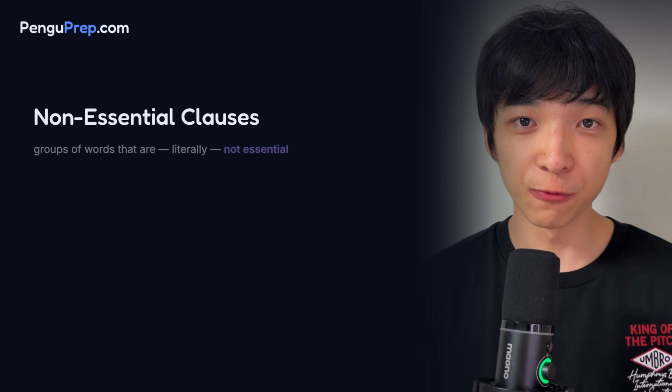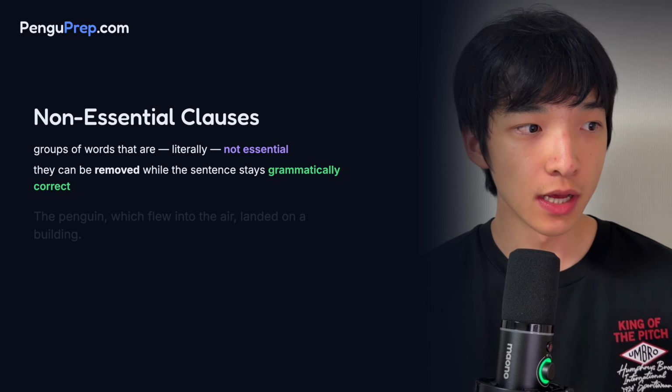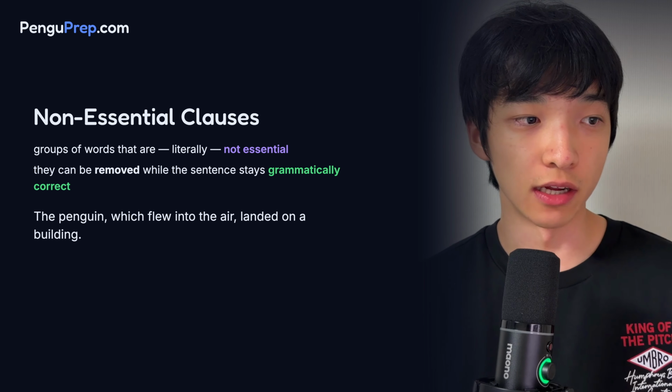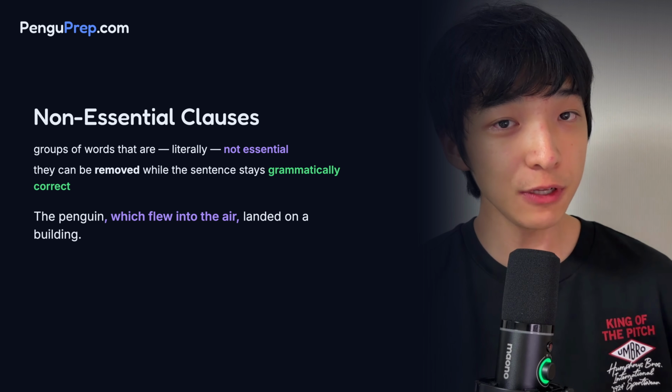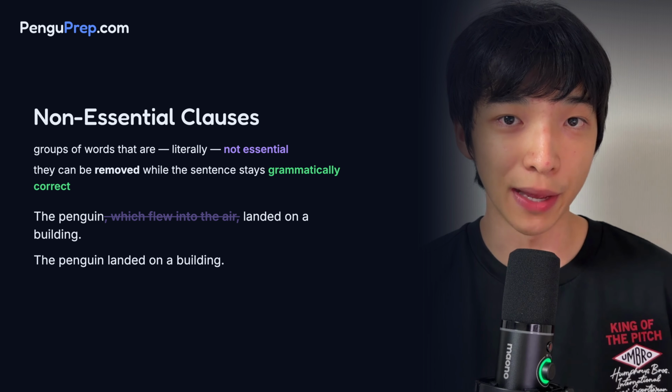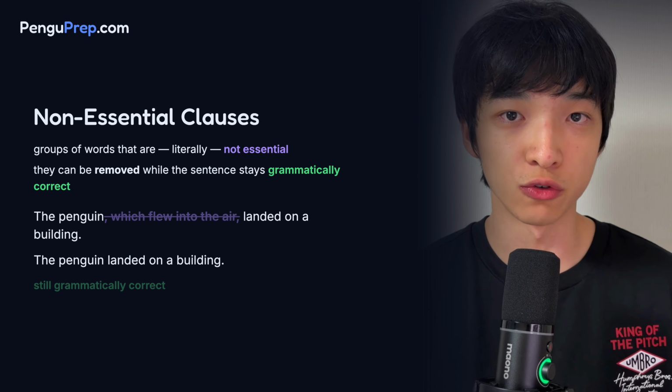Non-essential clauses are groups of words that are literally non-essential. They can be removed from a sentence while keeping the sentence grammatically correct. For example, the penguin which flew into the air landed on a building. Here, the non-essential clause is which flew into the air, because even if we remove it, what's remaining is the penguin landed on a building, and this is still grammatically correct.